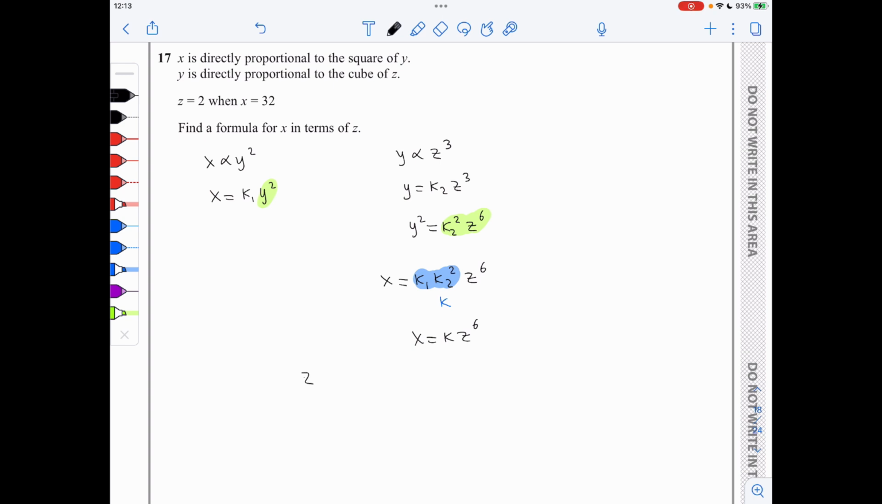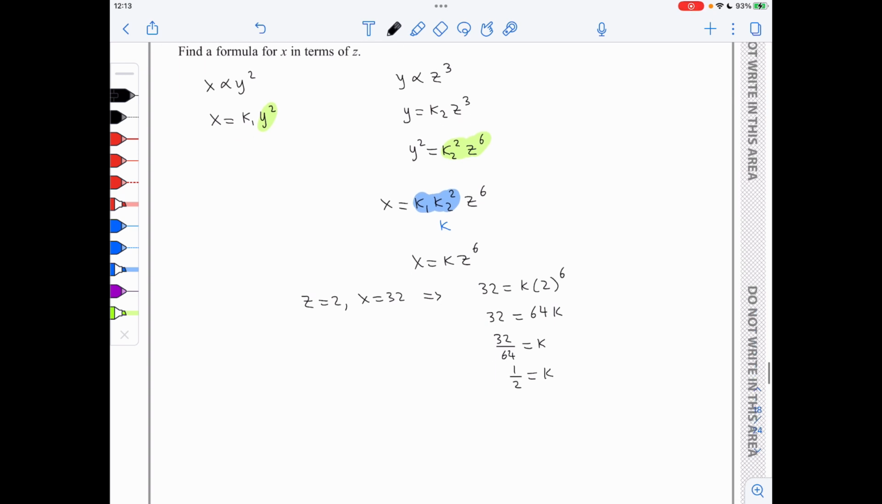Now when z is 2, x is 32, so I will substitute this. 32 is k times 2 to the power of 6. 32 is 64k, so 32 over 64 is the value of k, which works out to be a half, and therefore my final answer will be that x is a half z to the power of 6.